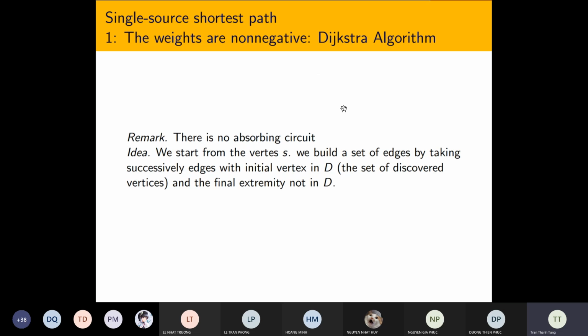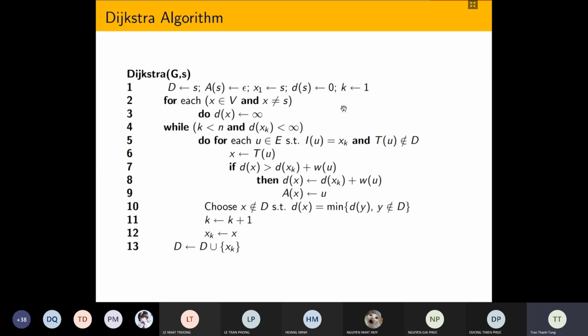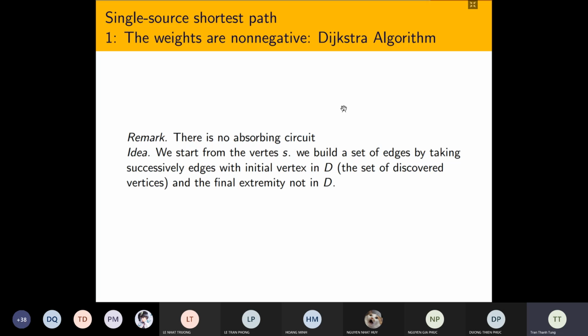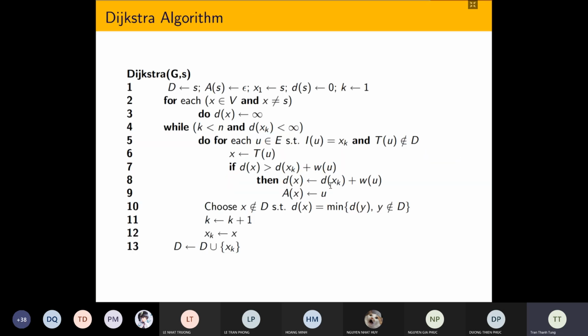Now the idea is very close to the algorithms we mentioned. I think you learn about this algorithm in discrete math or something. No? We start from vertex S and build a set of edges by taking successive edges with initial vertex in D and the other extremity not in D. Just very close to what we have from algorithms, when people write them down like this one.